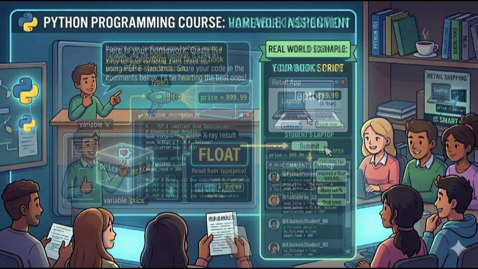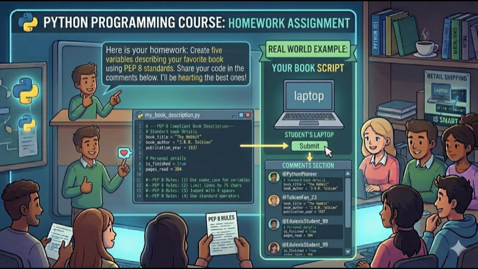Here is your homework. Create 5 variables describing your favorite book using PEP 8 standards. Share your code in the comments below. I'll be hearting the best ones.